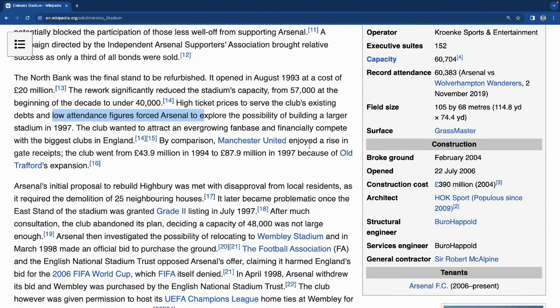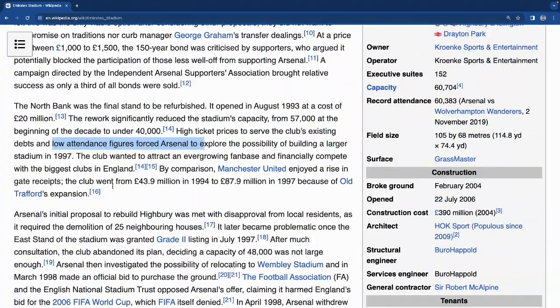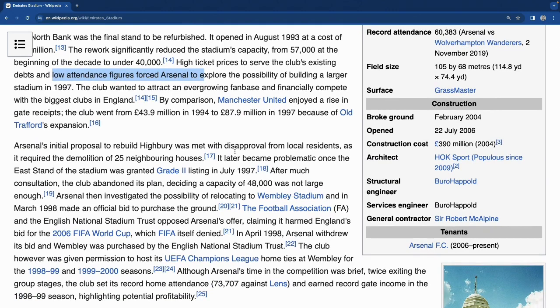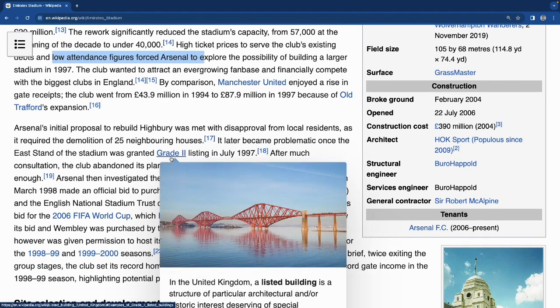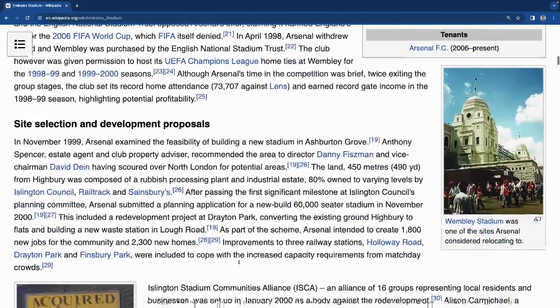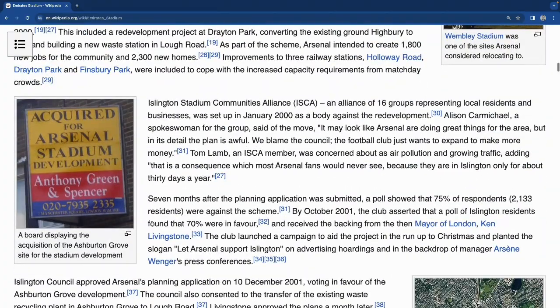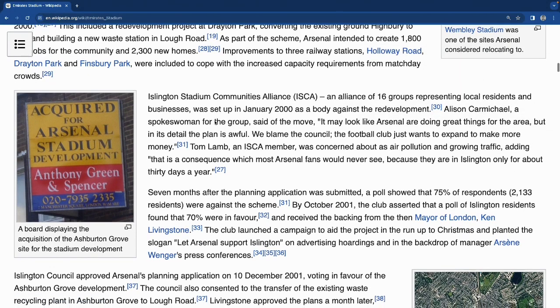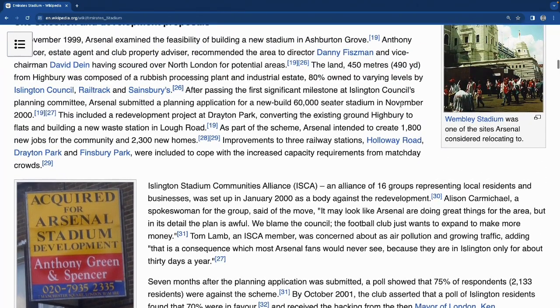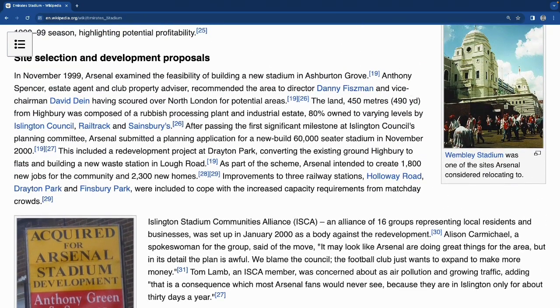So you notice the initial proposal to build was met by disapproval of local residents. That's why I asked you to do the case study called the football case study, because it already covered this issue. Are you clear now? This issue with the Arsenal case study, that's what really happened there. Then they came up with the site selection. Then notice the Alliance of 16s, a group representing local residents and businesses, against redevelopment. So every time there is a possible plan.